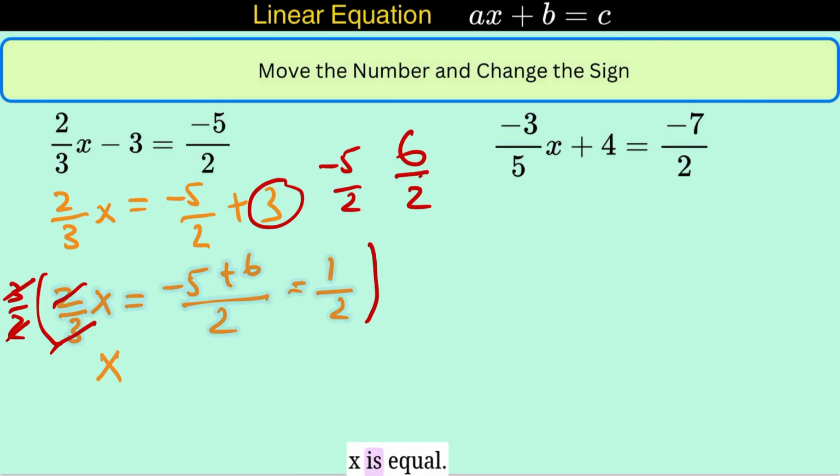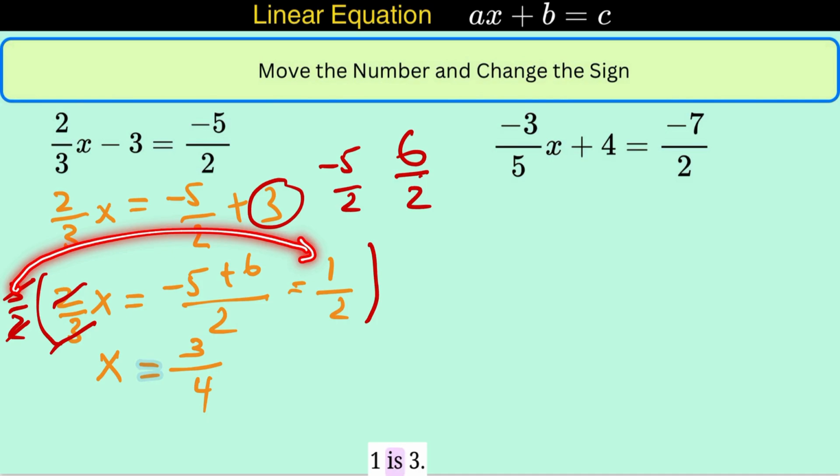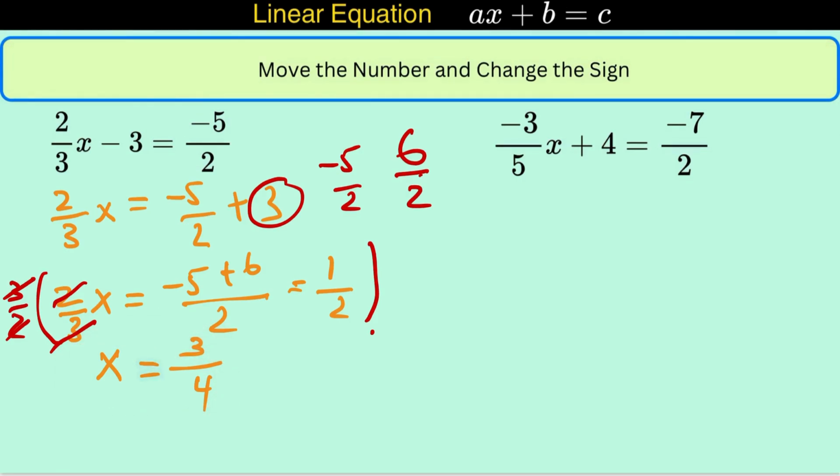See, x is equal to 3 times 1 is 3, 2 times 2 is 4. So what I did in here, 3 times 1 is 3, then 2 times 2 is 4. So this is my x.